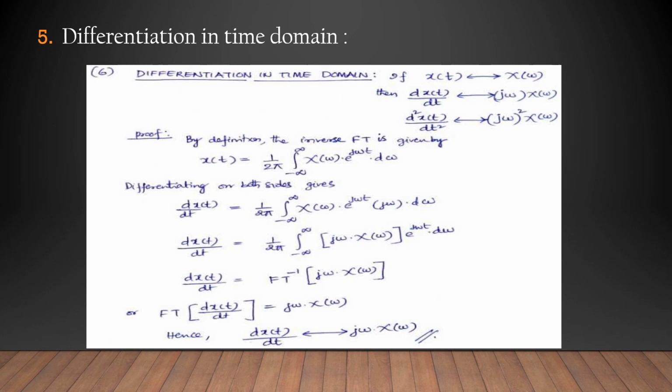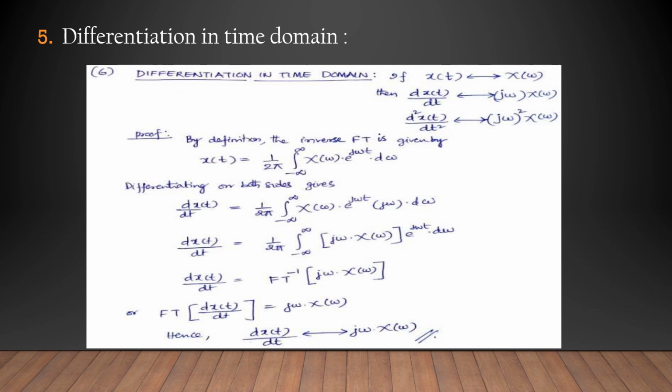The fifth property of the Fourier transform is differentiation in the time domain. The differentiation in the time domain is stated as: the derivative of x of t with respect to t undergoes the Fourier transform and will exhibit j omega into X of omega. And the second differentiation in the time domain, d square x of t divided by dt square, will exhibit (j omega) whole square into X of omega. The proof is given as follows.